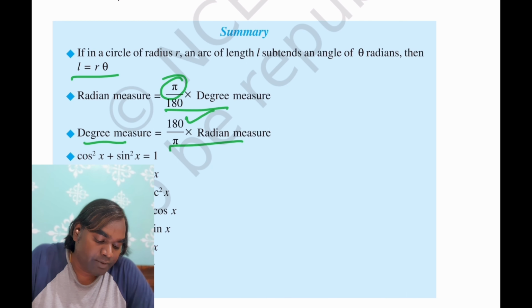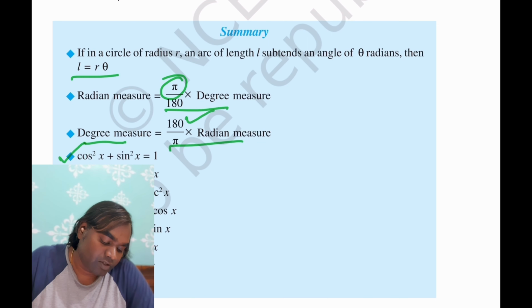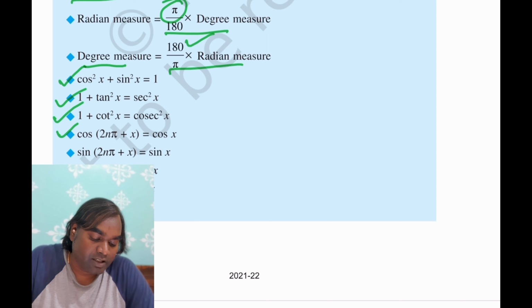And these are very famous relations: cos square x plus sin square x is equal to 1, 1 plus tan square x is equal to sec square x, 1 plus cot square x is equal to cosec square x, and cos of (2n pi plus x) is equal to cos x, sin of (2n pi plus x) is equal to sin x, and sin of minus x is equal to minus sin x, and cos of minus x is equal to cos x.